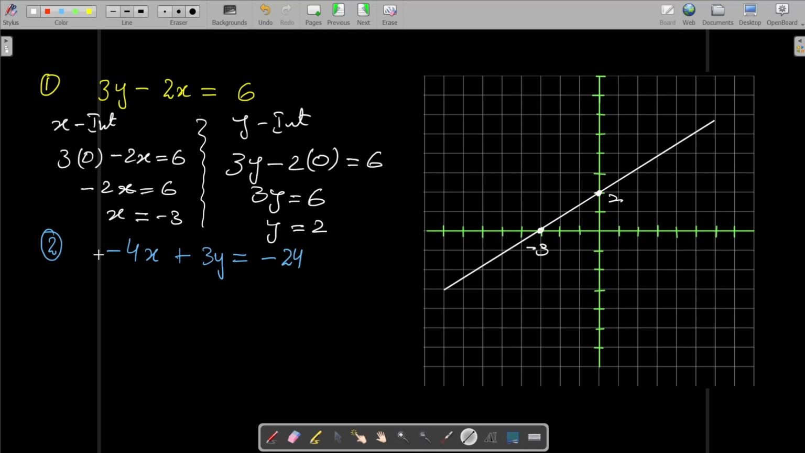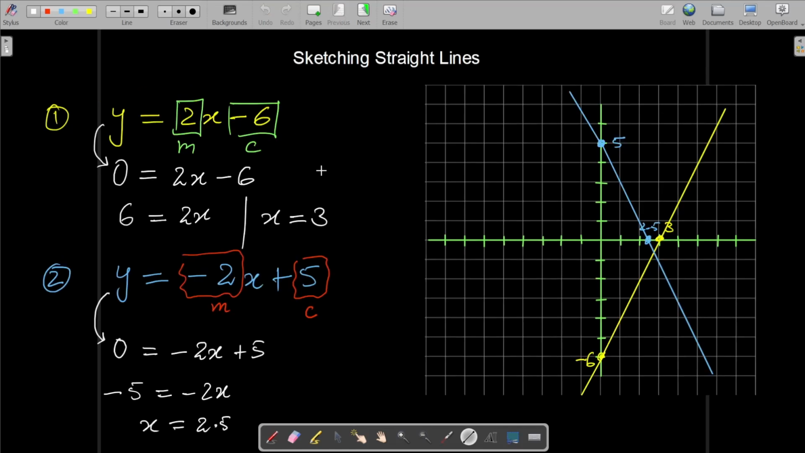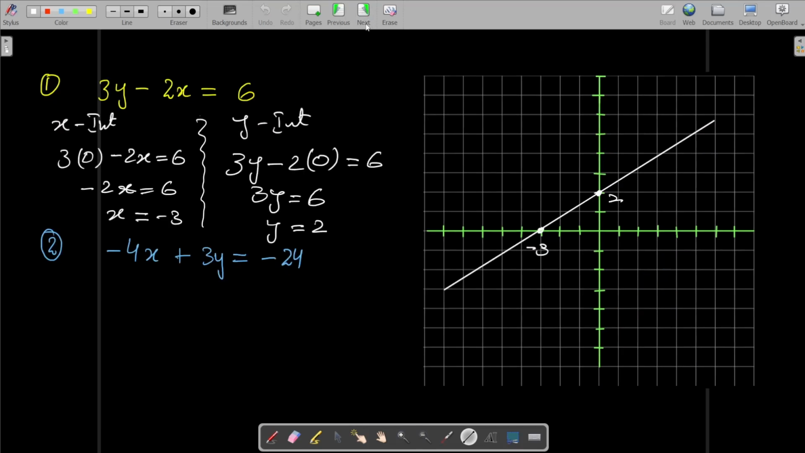Now let's move on towards the second example of this scenario, which is negative 4x plus 3y is equal to negative 24. So I'm repeating myself once again. One of the methods is to convert this into slope-intercept form and then do it in the way in which we were doing the questions of scenario number 1. But you can individually find the x and y intercept and simply plot them on the xy plane.